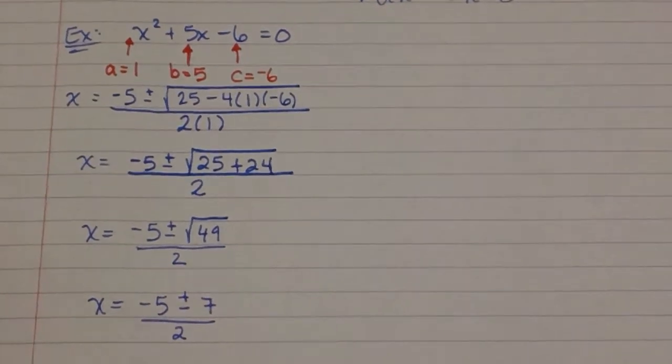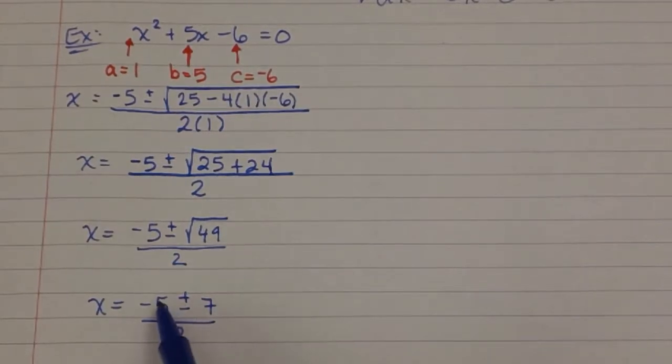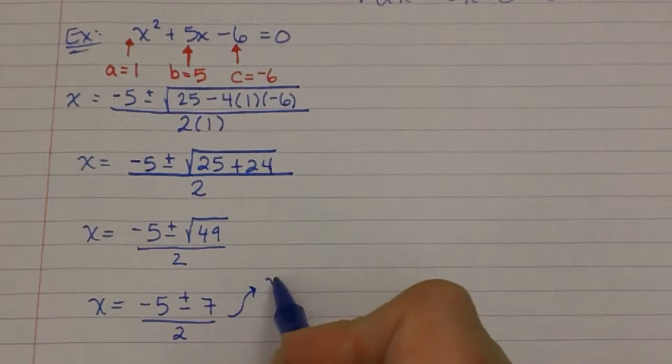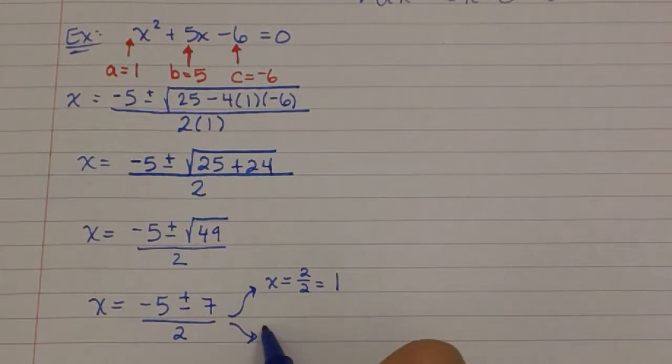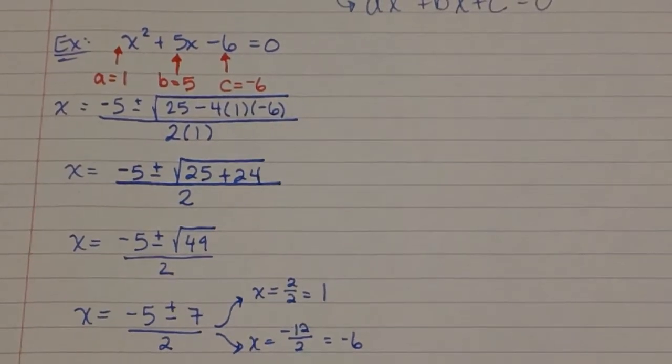Now this reminds me of when we were solving with the square root method. If we have a problem that can be worked further, such as negative 5 plus 7 and negative 5 minus 7, we need to do that. So x is going to equal negative 5 plus 7, which is 2 divided by 2, so x is 1, or x is going to equal negative 5 minus 7, which is negative 12 divided by 2, which is negative 6. So this problem had two solutions, 1 and negative 6.